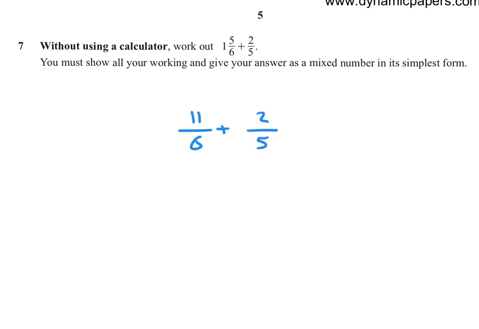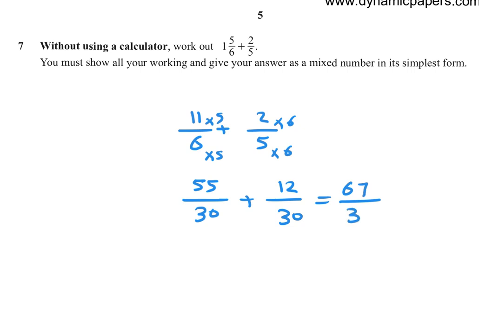So the next step? You can find the common denominator or multiply the denominators together. Cross multiply. Yes. We can do that. We can multiply 6 by 5 and multiply 11 as well by 5. Multiply 5 by 6 and 2 by 6. Now you have 55 over 30 plus 12 over 30, yeah. Equals 67 over 30. Can you write as a mixed number because it's given to you? 2 and 7 over 30.